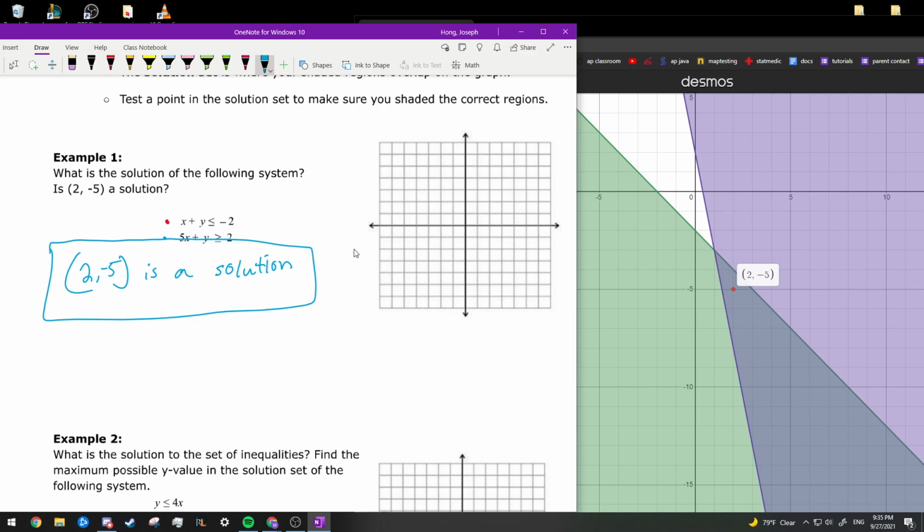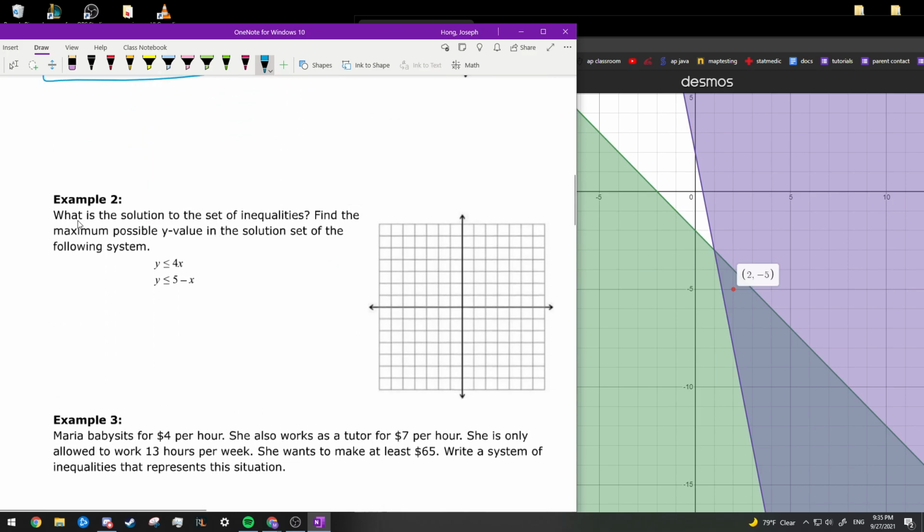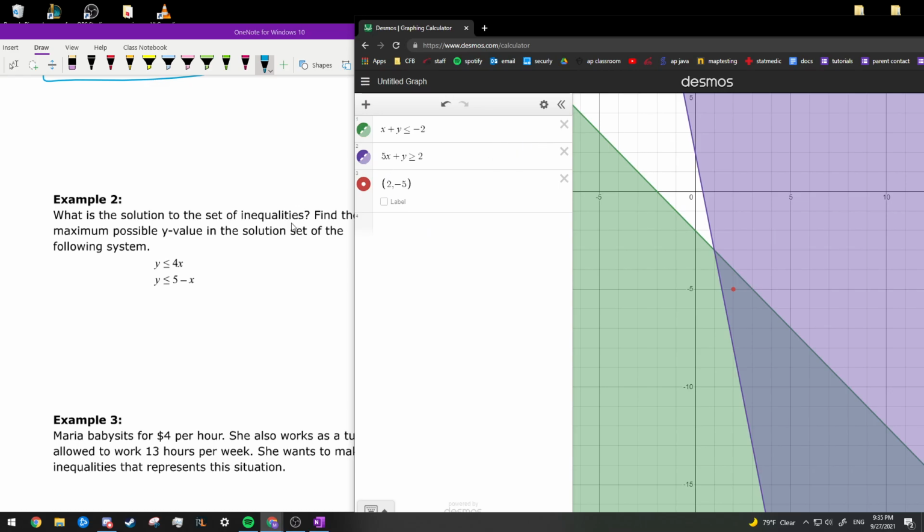Good. Example 2. Write a solution to a set of inequalities. Find the maximum possible y value in the solution set of the following systems. I would like for you to try to type this into Desmos and see what happens. We're going to come back after I graph it on Desmos. So this time, try pausing the video and graphing it on Desmos to see if it works out for you. And 5, 4, 3, 2, 1.